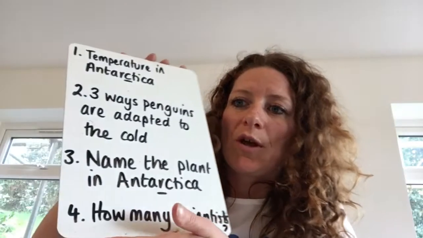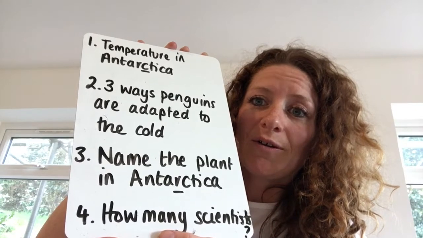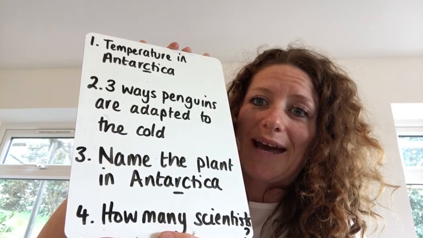Okay, question number 3. And remember, it was my favourite because I thought it had a funny name. Name the plant that we studied in Antarctica. And I'm giving you a clue. Okay, question number 4. How many scientists live on Antarctica? Now, to help you, in case I've gone too quickly, I've put the questions up on the board. So I'm going to hold it up now. And if you want to, you can pause the video and just go back through them again.